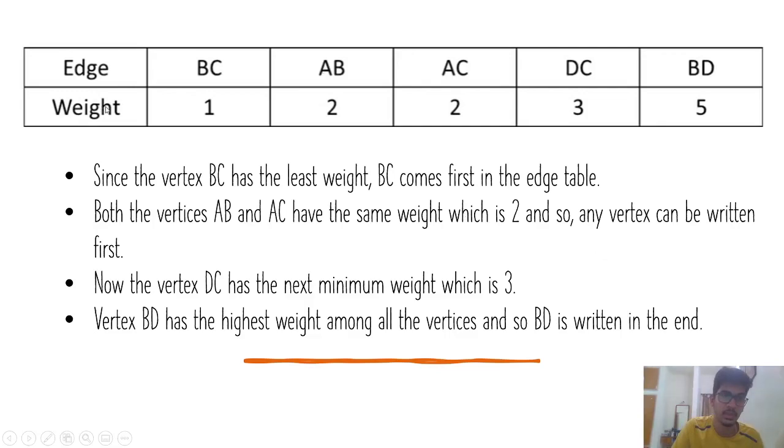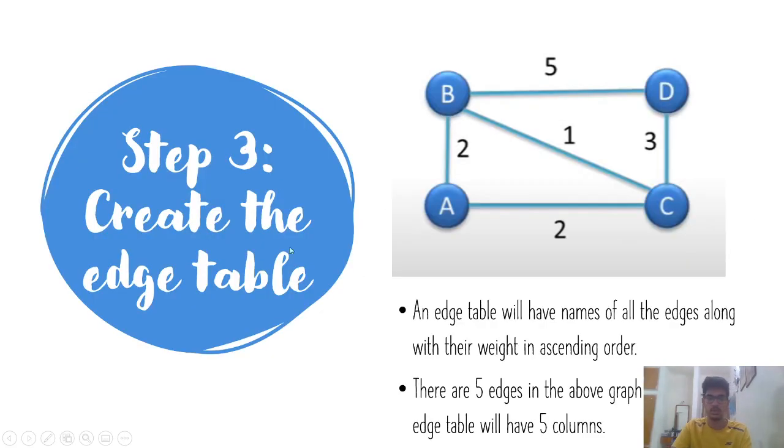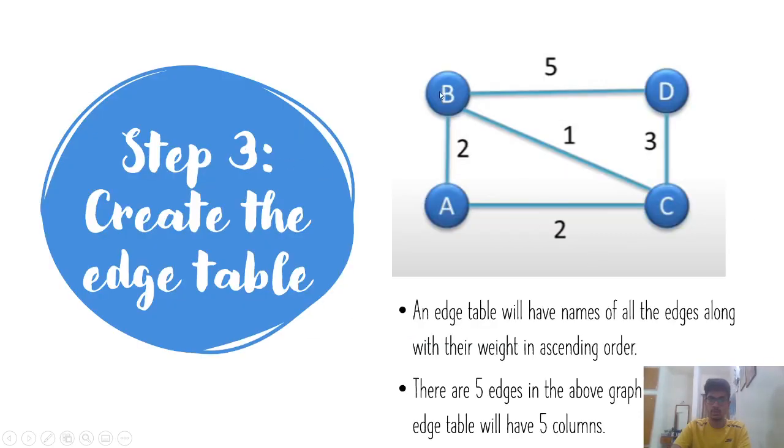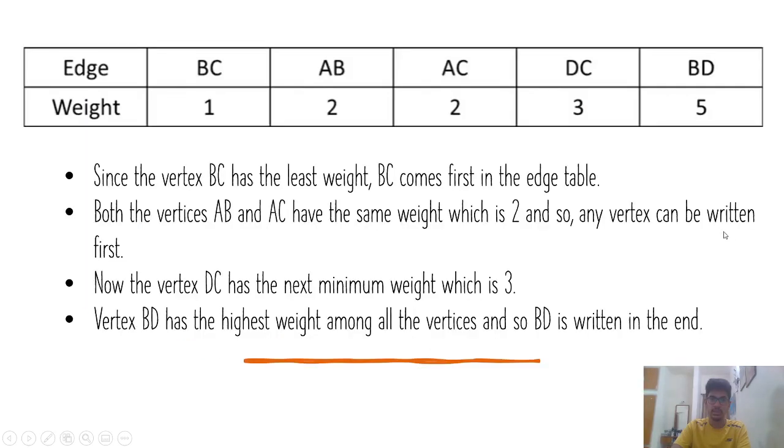So this is an edge table. Since the edge BC has the least weight, BC comes first in the edge table. Here we did say that the weights are kept in ascending order. Both the edges AB and AC have a weight of 2, and so you can keep any edge first. We have to write both of them, but you can keep them in any order. Here I wrote the edge AB first and then the edge AC.